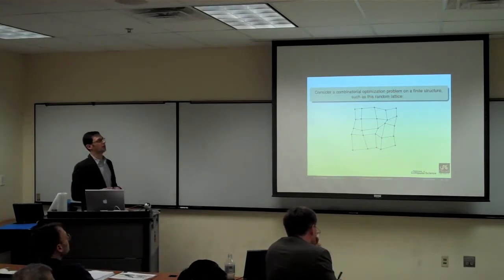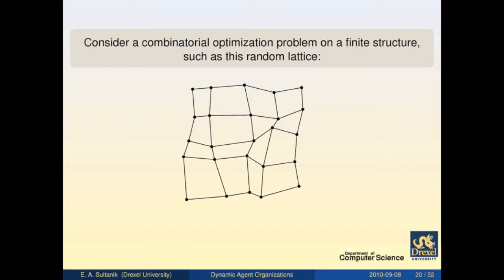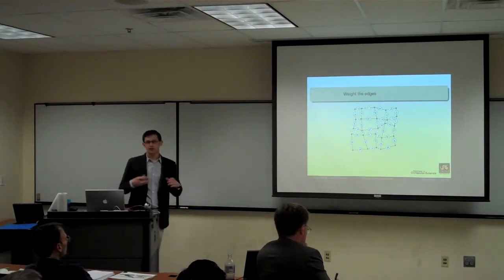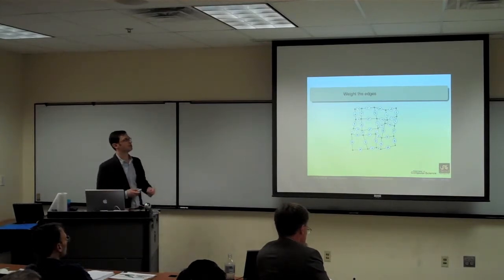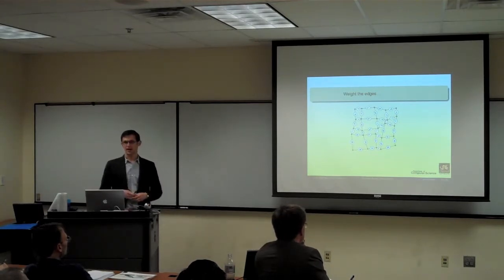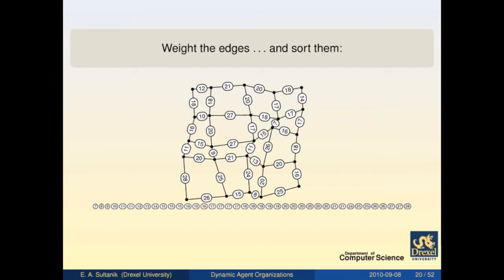So consider a problem on some finite structure. Here I have a random lattice, but it could really be any finite structure, a graph, or anything. Now, imagine that we're trying to solve some combinatorial optimization problem here. We're trying to find some subset of the edges that satisfies a certain property. Okay, so here I've weighted all of the edges. So here I sorted all of the edge weights. Okay?